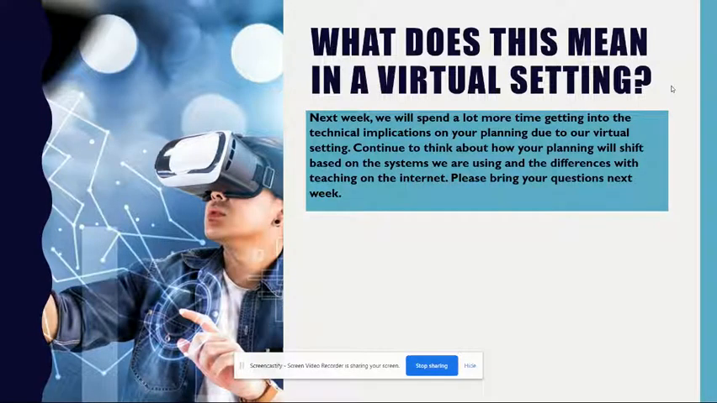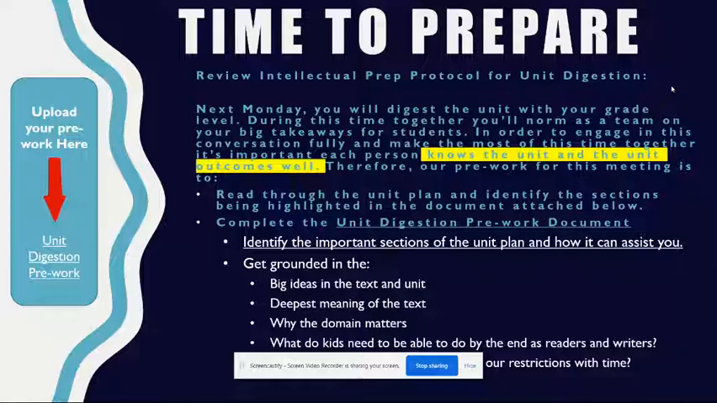What does this mean for a virtual setting? I already mentioned before, as we get deeper into our AO time, we're going to spend more time going through and actually looking at how do I set this up? We plan the content, which is what we're focusing our attention on today, but now I'm going into planning for a virtual setting. What does that mean? We will talk more about that. I do encourage you to already start thinking and bringing whatever questions you have next week as we begin that planning process.